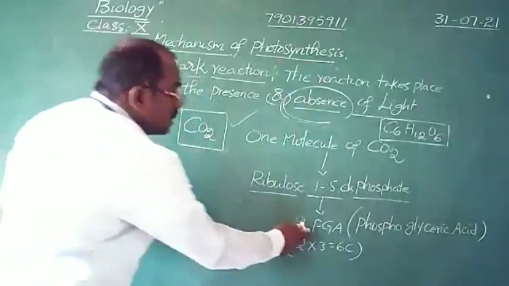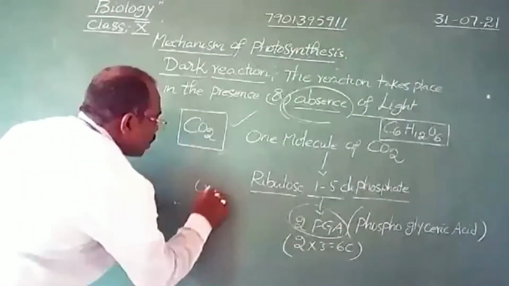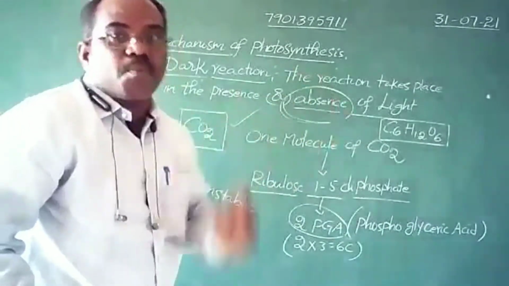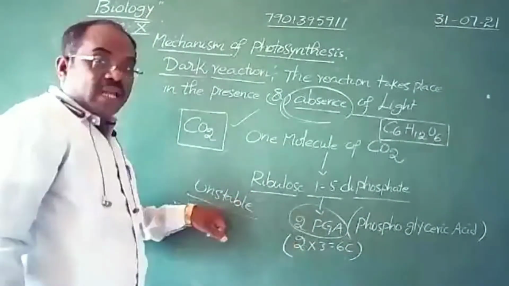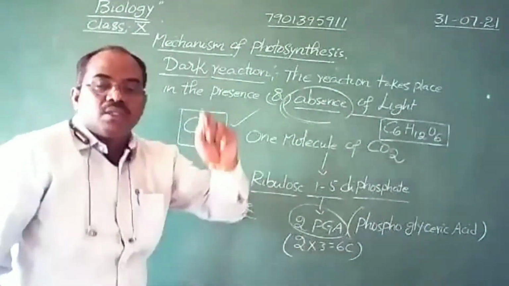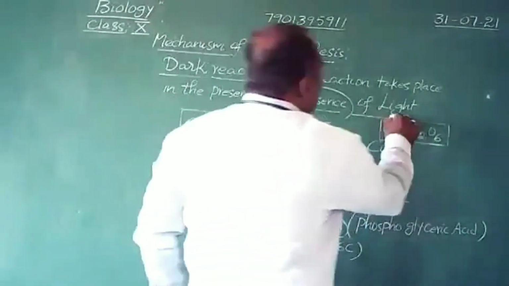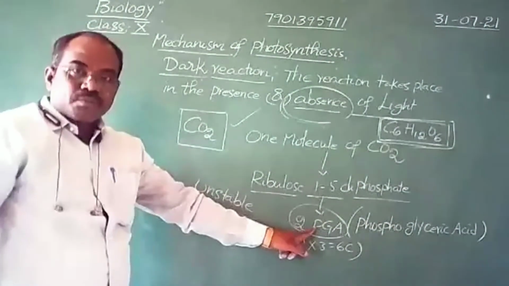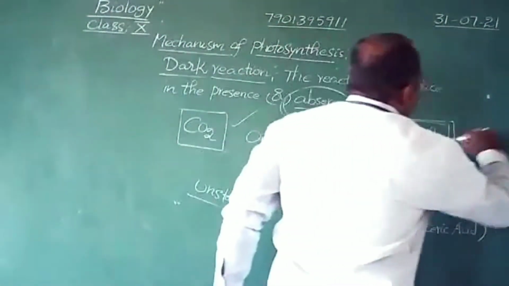Right. This is an unstable compound. From an examination point of view, PGA is an unstable compound. There is no stability. This compound spontaneously breaks down, and finally they are formed into glucose.